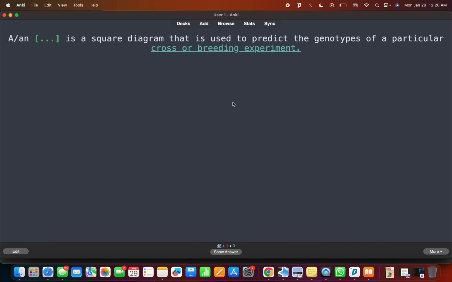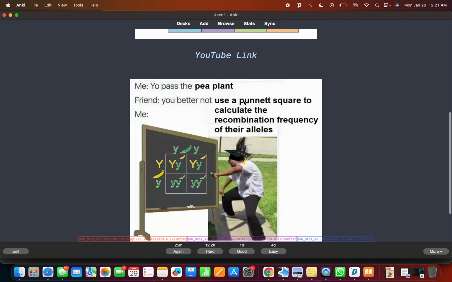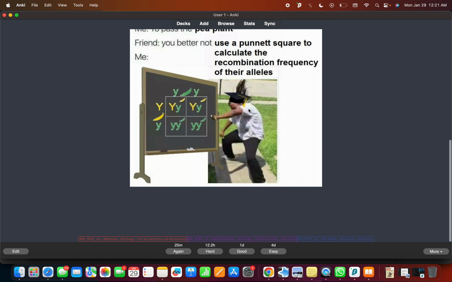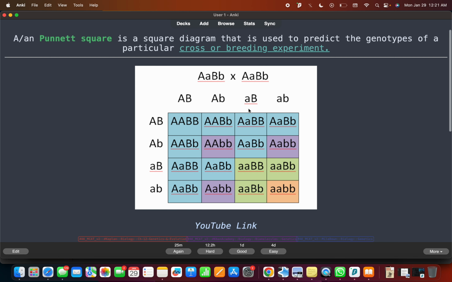What is a square diagram that is used to predict the genotype of a particular cross or breeding experiment? This is the Punnett square. You better not use a Punnett square to calculate the recombination frequency of the alleles. Who came up with this?